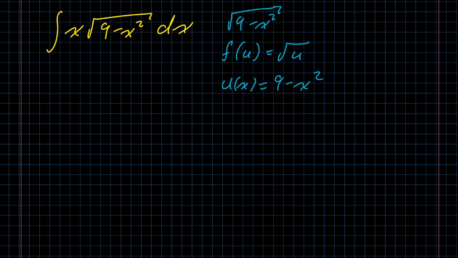So I need to know what u is. I also need to know what du is. Well, du is u prime of x dx. That's the definition of du. What is u? Well, we know what u is, so u prime we can just differentiate. It's going to be negative 2x dx.